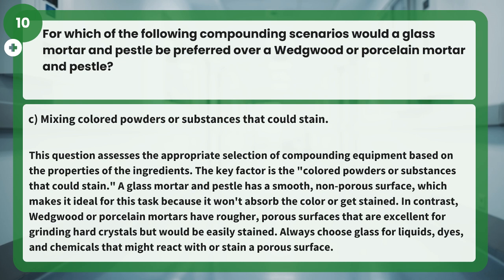In contrast, Wedgwood or porcelain mortars have rougher, porous surfaces that are excellent for grinding hard crystals but would be easily stained. Always choose glass for liquids, dyes, and chemicals that might react with or stain a porous surface.